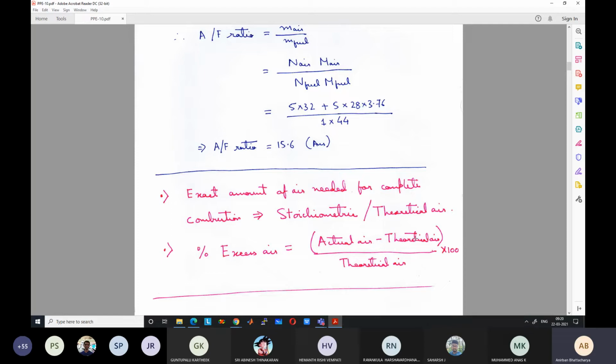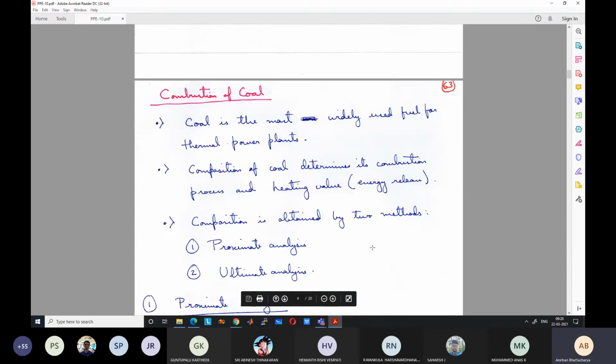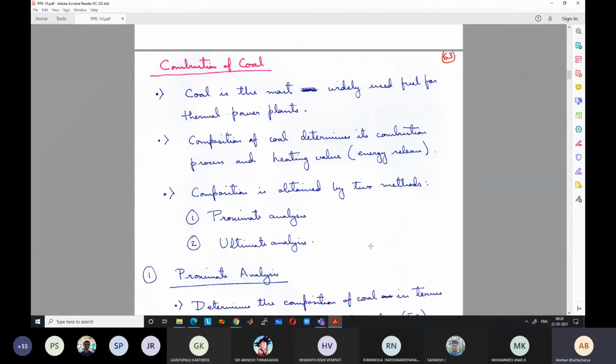Again, this should have been studied already in the IC engines course. Same concept also holds true here. So we will now go to combustion of coal. Why combustion of coal? Because coal is the most widely used fuel for thermal power plants. Although nowadays a lot of thermal power plants are using natural gas, coal is still very widely used because it is very widely available and very less expensive as compared to other types of fuel.